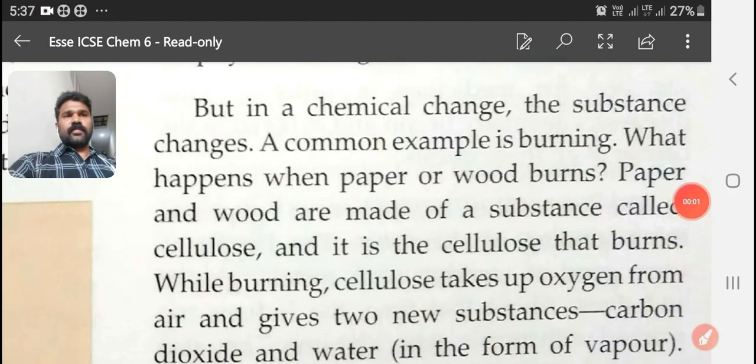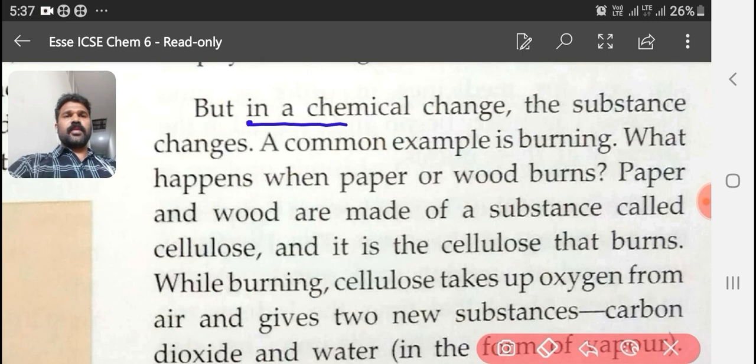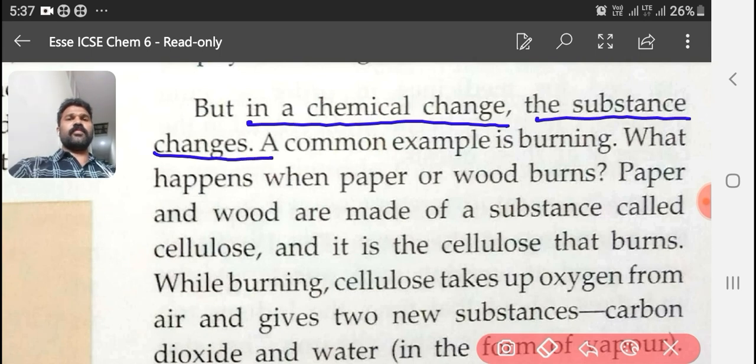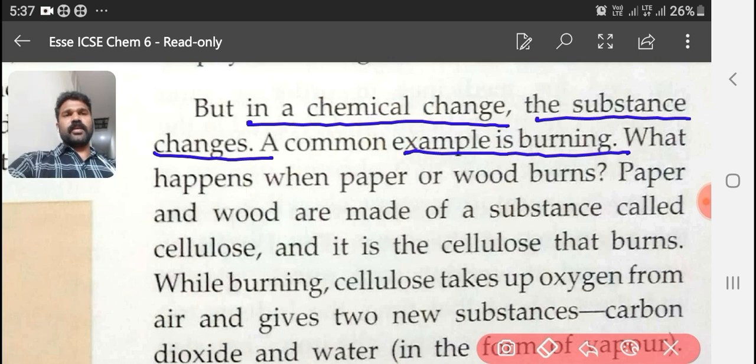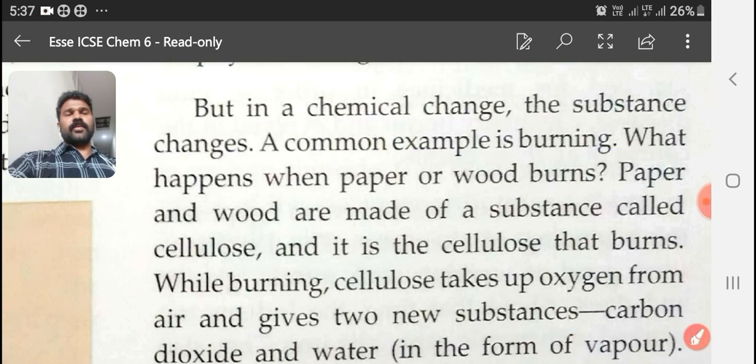Students, please continue the answer. In a chemical change, the substance changes. Example is burning. These are the questions related to yesterday's topic.